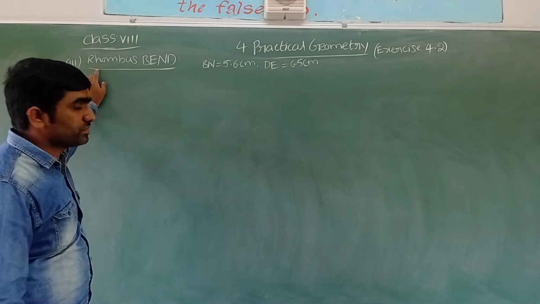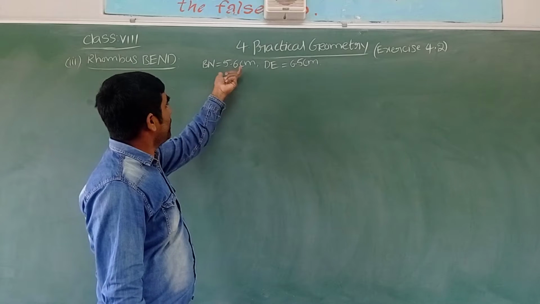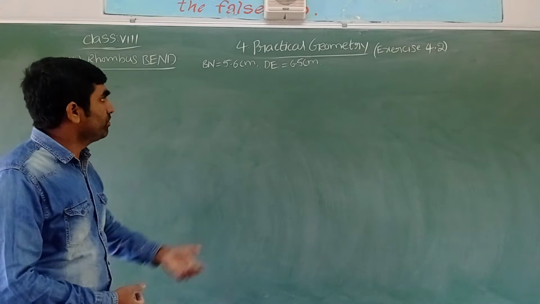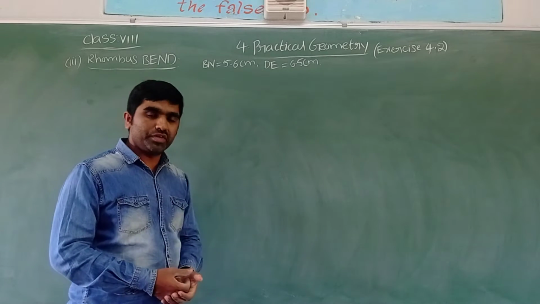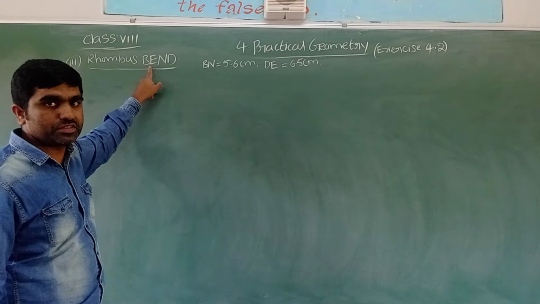Here we have a rhombus. They are asking to construct a rhombus BEND, where BN is equal to 5.6 and DE is equal to 6.5. With the help of this, we need to construct a special quadrilateral which is called a rhombus.